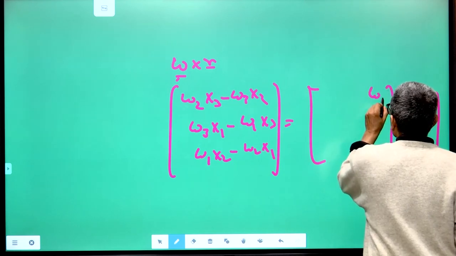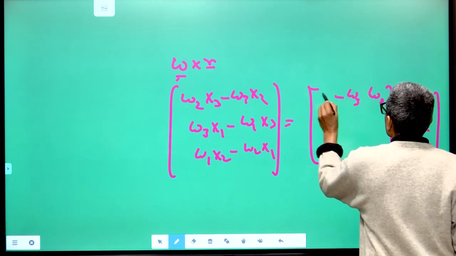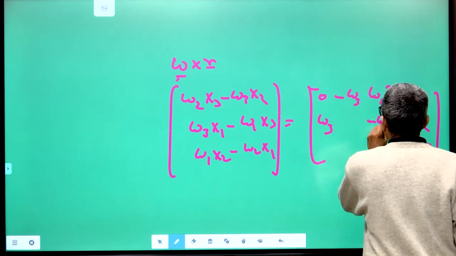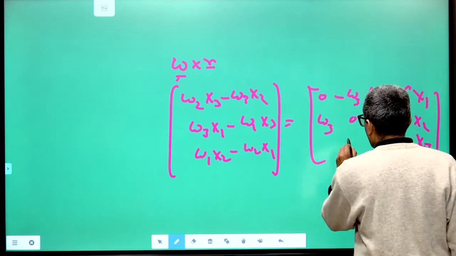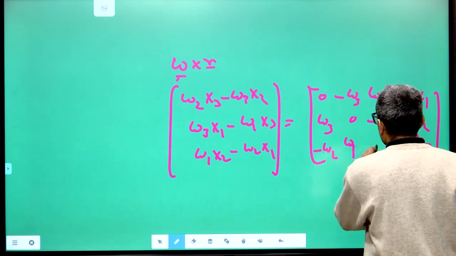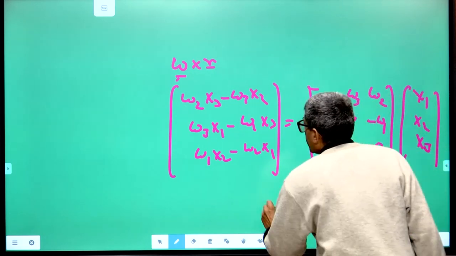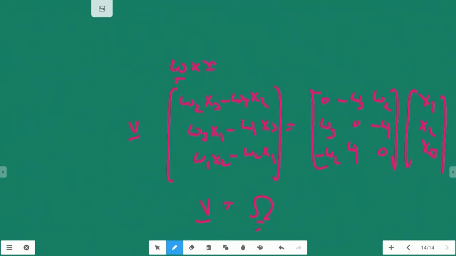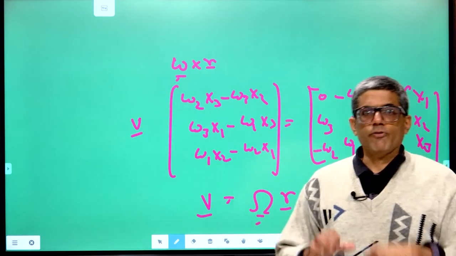What is multiplied by x 1 x 2 x 3? Omega 2 x 3 minus omega 3 x 2, 0. Then omega 3 x 1 minus omega 1 x 3, 0, then omega 1 x 2 minus omega 2 x 1, 0. So this can be written, this is the velocity. That means in matrix vector notation you can write it as omega times r, where omega is the angular velocity relative to the fixed frame.